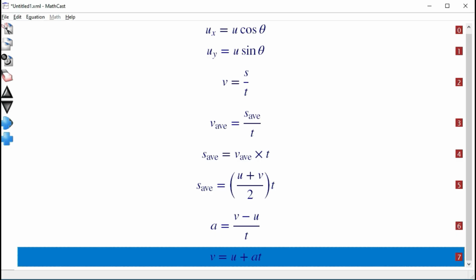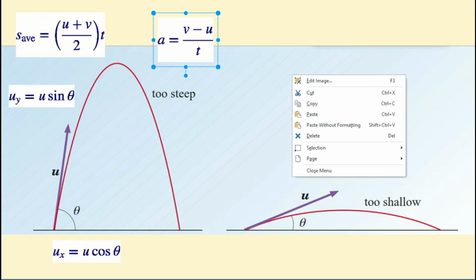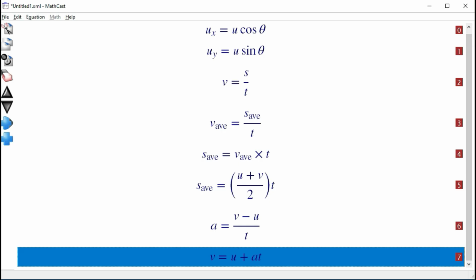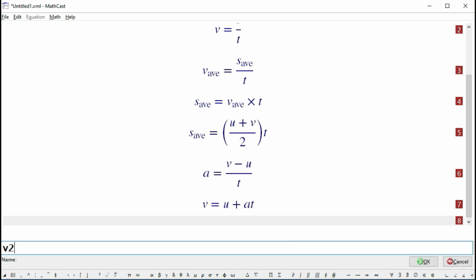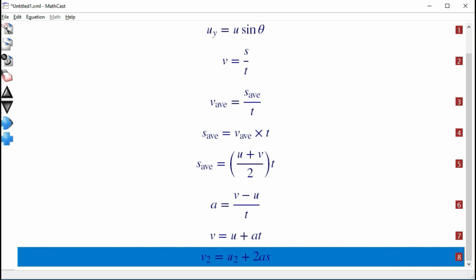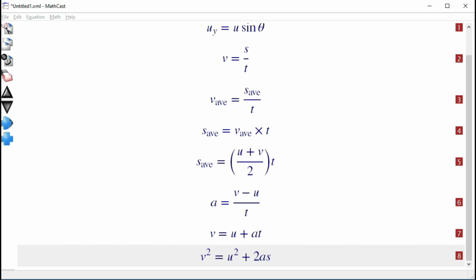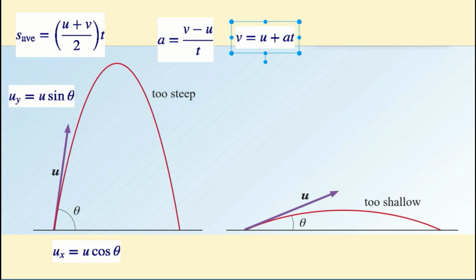Control C that. Put it into there. And then you've got the other equation of motion. You've got your v squared equals u squared plus 2as. How does that look? No, it's put it as a suffix, so I need to change that to a squared, and that one to a squared. There we go. V squared equals u squared plus 2as.